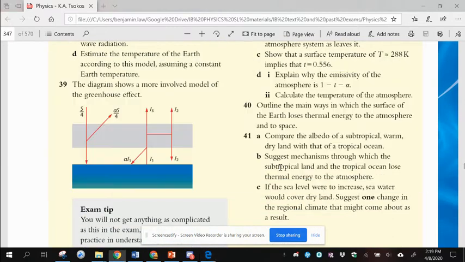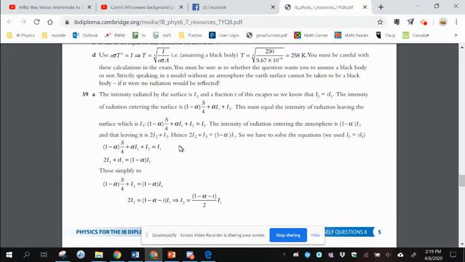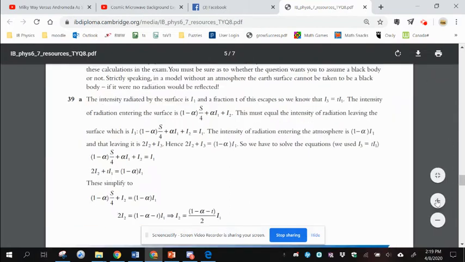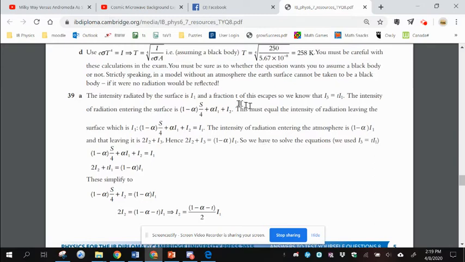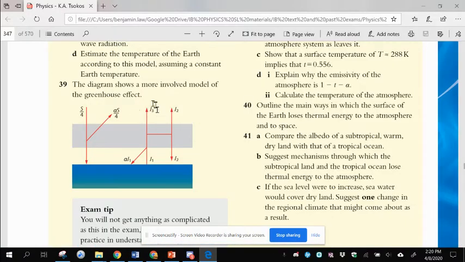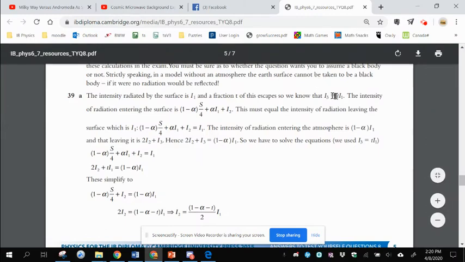Now, let's go back to the solution. From the solution, you can see that it looks really complicated, but it is not quite, and you will probably be able to understand. So I1 is the radiation by the surface, and a fraction of it escapes. That is what is described in the question, such that I3 equals T times I1. So I3 equals T times I1. And then the intensity of the radiation entering the surface will be this much.